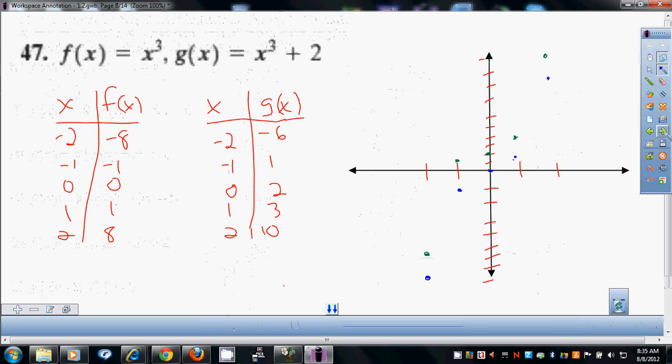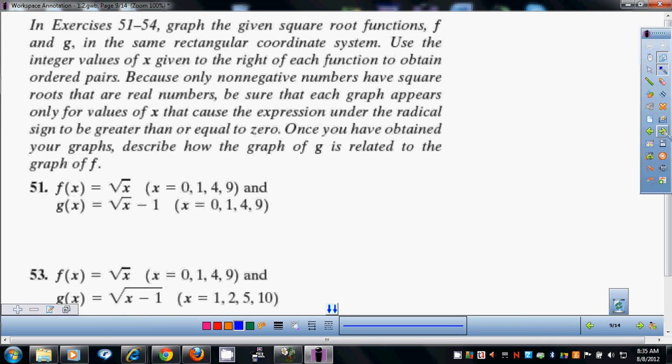All right. Oh, wow, big directions. That usually means we have to do a lot of reading. Graph the given square root functions, f and g, in the same rectangular coordinate system. Use the integer values of x to the right side of each function to obtain... Y'all can read. Read that to yourself and we'll talk about it.